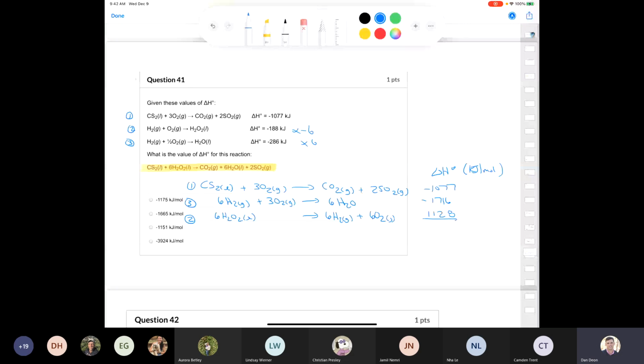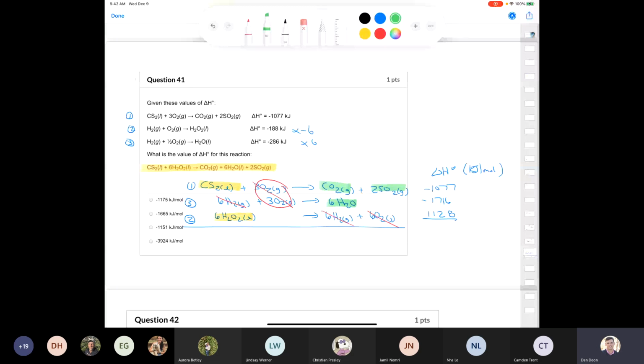1128. So when I tally up these three equations, I should get a few things canceling. Well, you can see that I have the 6 moles of hydrogen on both sides. If you tally these two oxygens up, you get a total of 6 moles of oxygen, and then I have 6 moles of oxygen over here. What else cancels? I guess that's it. And that's everything that cancels out. So if we add this all up together, what do we get? Carbon disulfide, plus 6 moles of hydrogen peroxide, produces carbon dioxide, 6 moles of water, and 2 moles of sulfur dioxide.